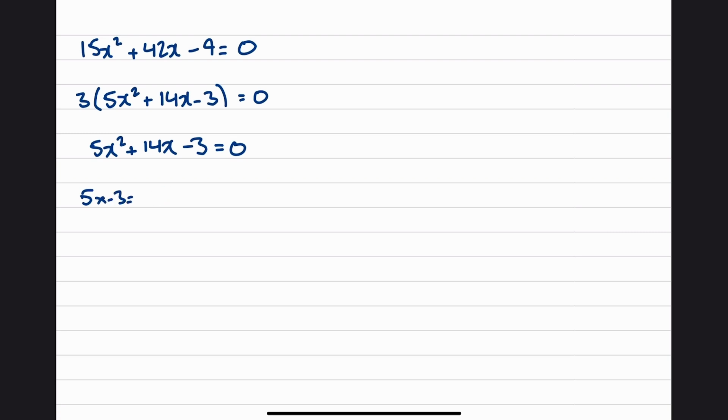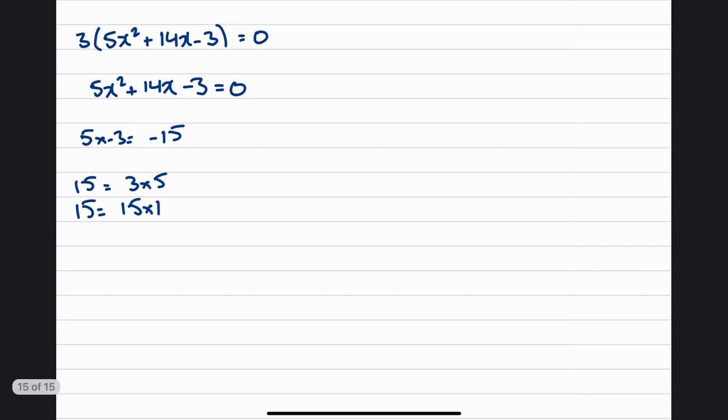And now we look for factors of 15 that would give me 14. So 15 equals 3 times 5. 3 and 5 added or subtracted will never give me 14. So what's left is 15 times 1. Will 15 and 1 added or subtracted give me positive 14? Yes, they will. So 5x squared plus 15x minus x minus 3 equals 0. This is the only combination that will give me positive 14x. If I took plus x and minus 15x, I would get a negative 14x.